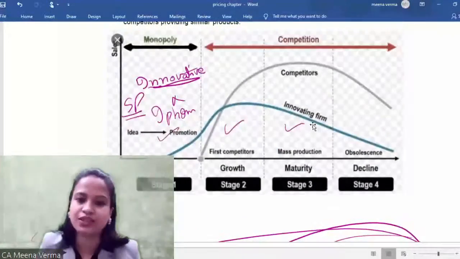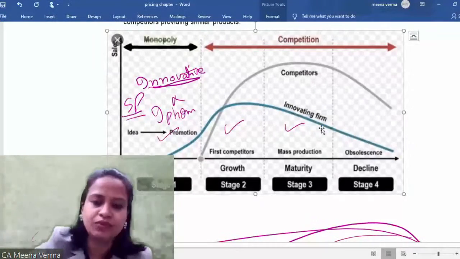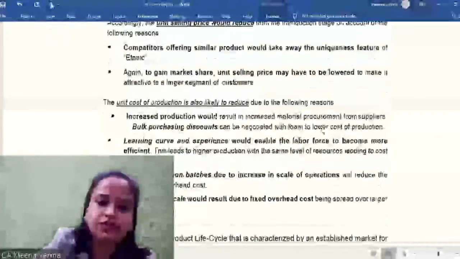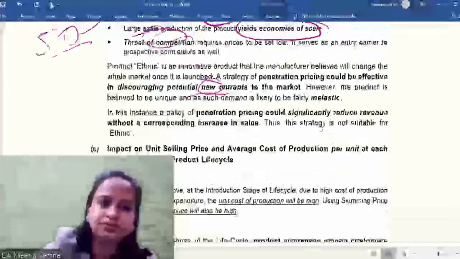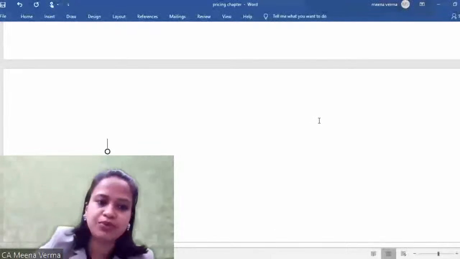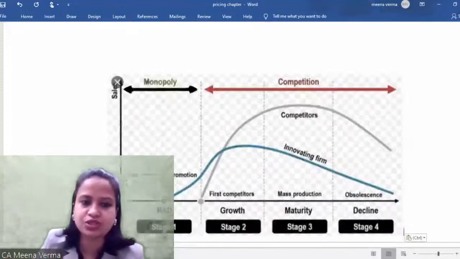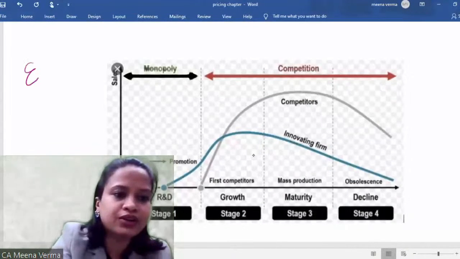So I want to take this image, copy it, and take it downward. See, these points are very beautiful and you can see them in many questions. So I want to discuss these points. They're asking you about the ethnic product.